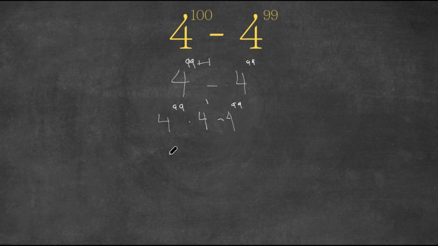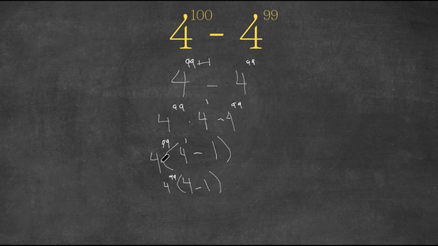And we're going to factor 4 to the power of 99 out to simplify this a little more. So we're going to do 4 to the power of 99 times, well, 4 to the power of 99 times 4 to the power of 1 divided by 4 to the power of 99 is simply 4 to the power of 1, minus 4 to the power of 99 divided by 4 to the power of 99 is simply 1. And as we all know, 4 to the power of 1 is simply 4. So we have 4 minus 1 times 4 to the power of 99.